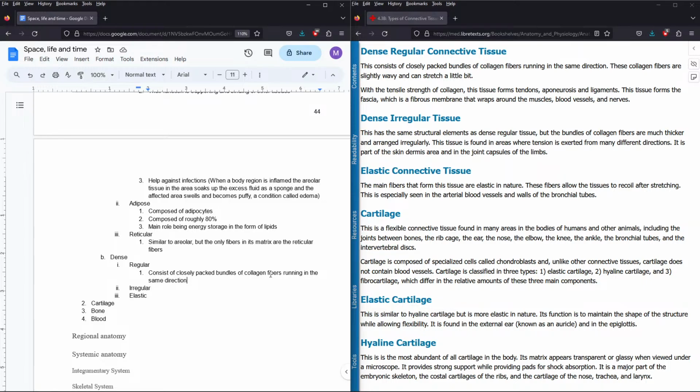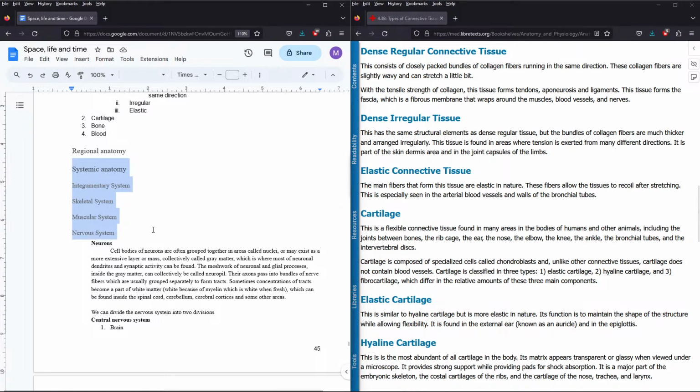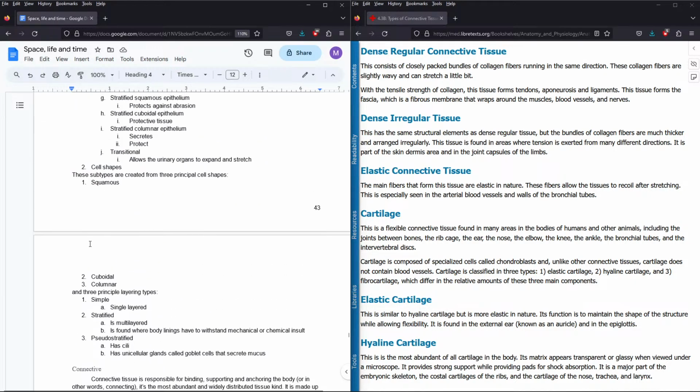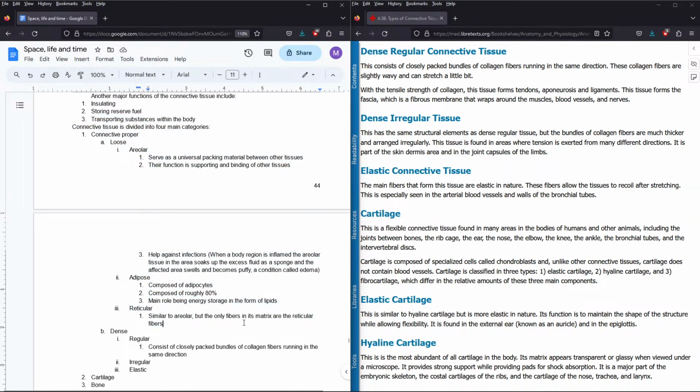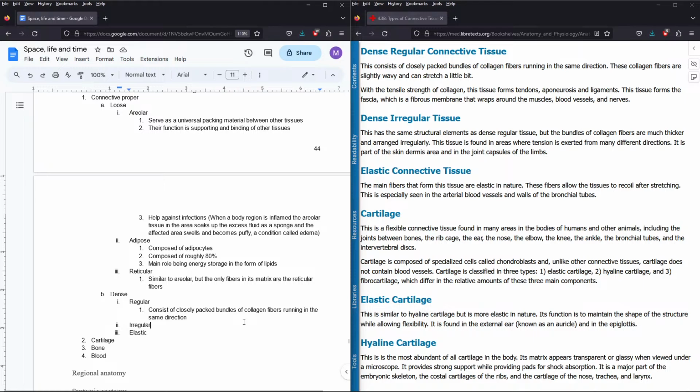These collagen fibers are slightly wavy and can stretch a little bit. This tissue forms tendons. Oh, I am not even attempting to read that out. This tissue forms pretty low tissues. In comparison to the previous two, this is lovely. I'm not noting down where they are though, because in systems I will note down which one includes what tissue. I'm just noting the basics, so you know kind of what they're made up of and the types.